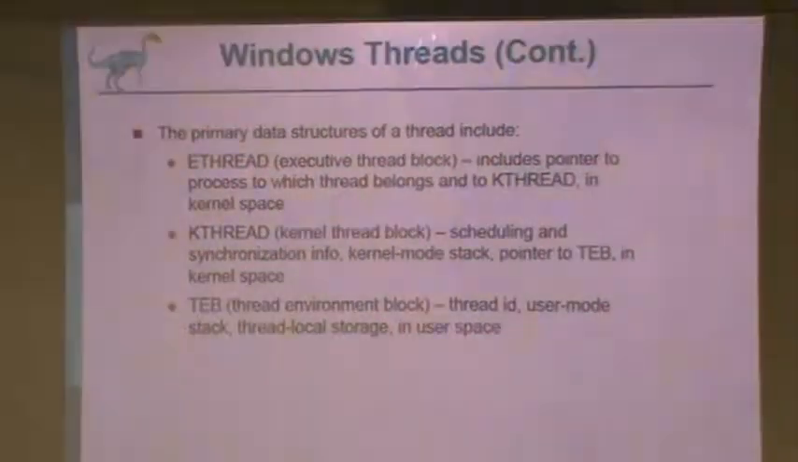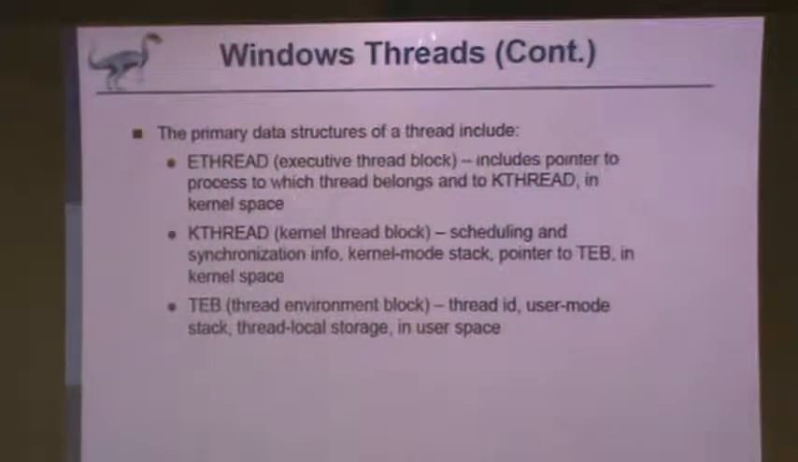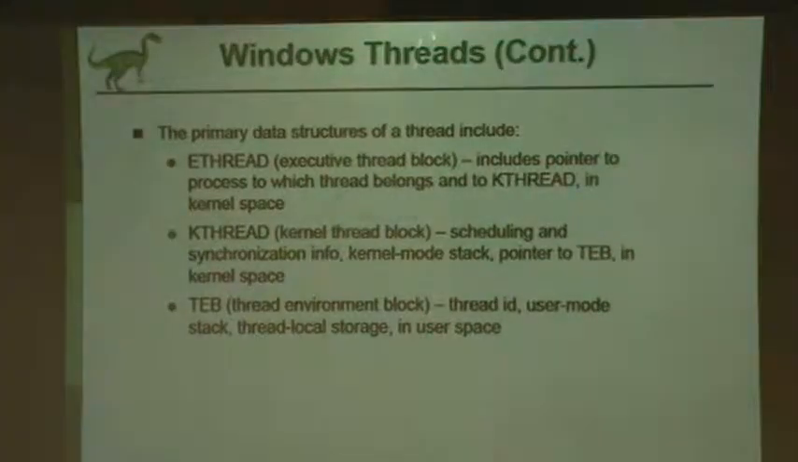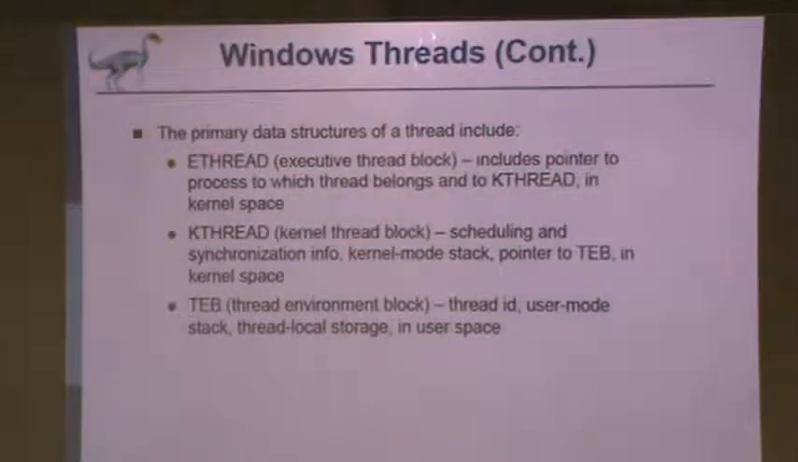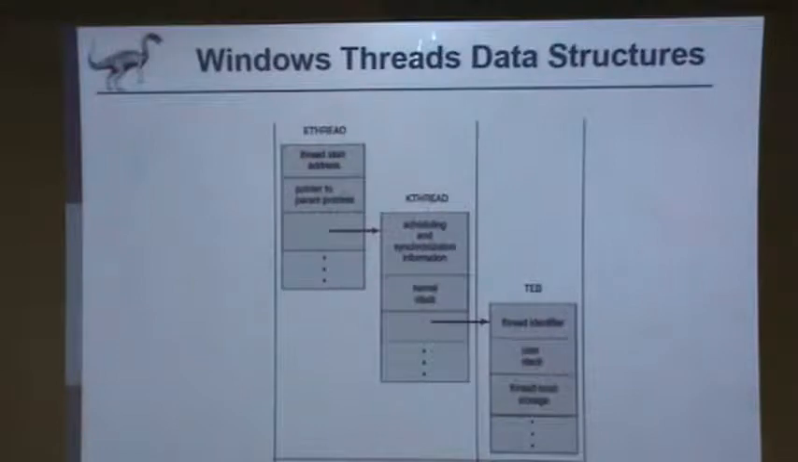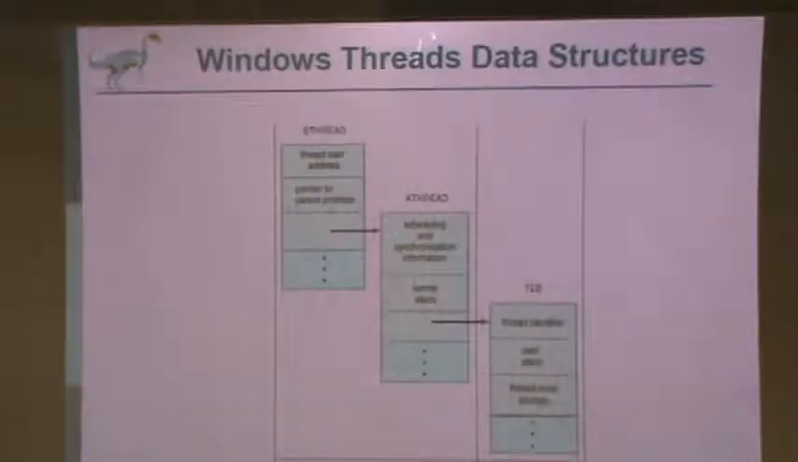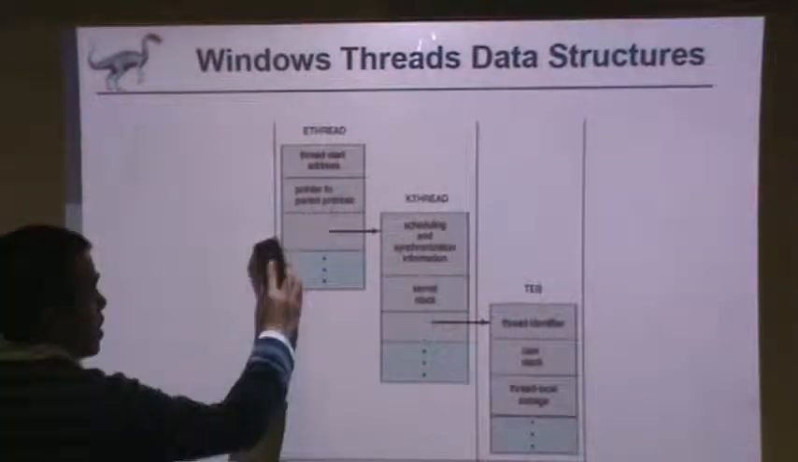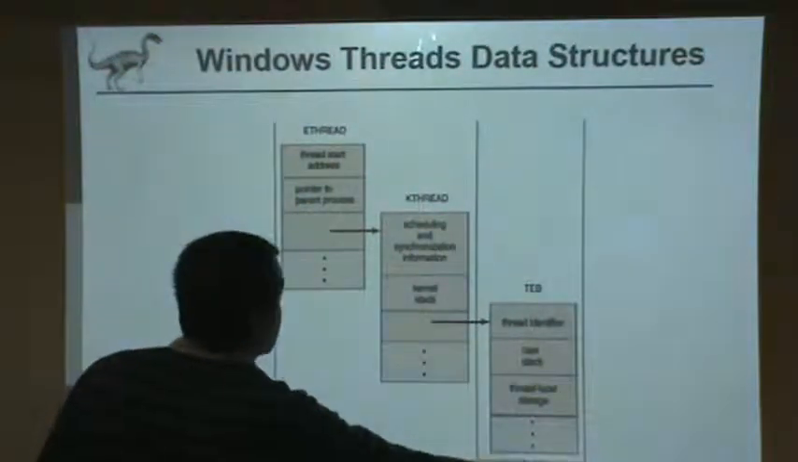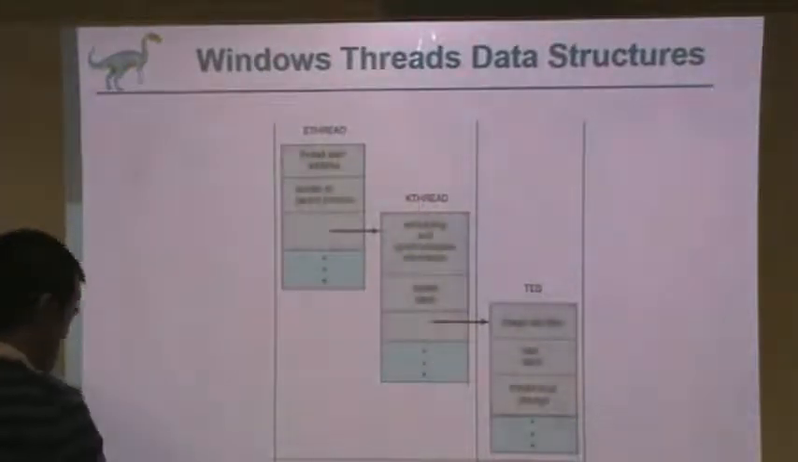After that, there's the thread environment block. It contains the thread ID, the user mode stack, and the thread local storage, and it is in user space. You will see the graph here, showing the booting of the system from left side to right side. We create each thread first.